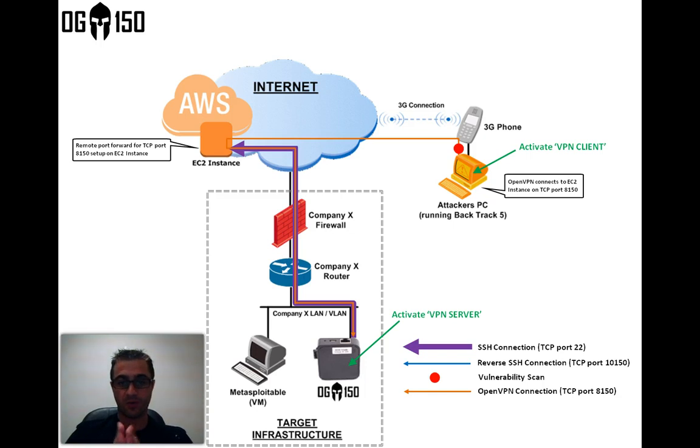Okay, whilst all this is going on, the only thing the firewall sees, the only connection, is that single SSH connection on TCP port 22. Everything else is inside it. Okay, so in that respect, it's really stealth.